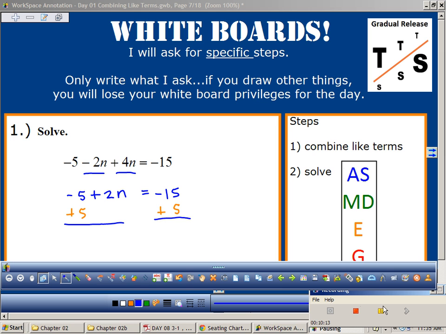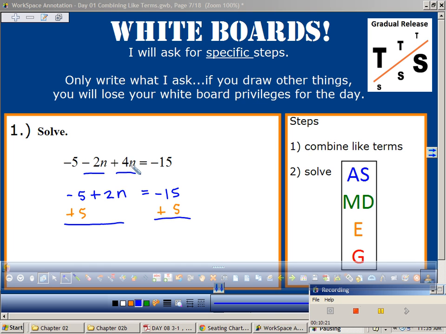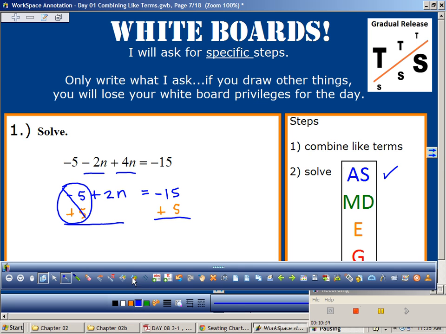Okay, so did everybody get this far? I have negative 2n and positive 4n. Different signs, so I find the difference between them. The difference between 4 and 2 is 2. So then I rewrote negative 5 plus 2n equals negative 15. Next I need to do GEMDAS in reverse. So I added 5 to both sides of my equation to make a 0 pair here.